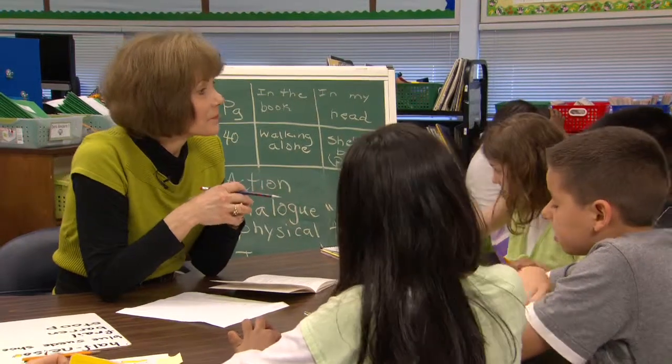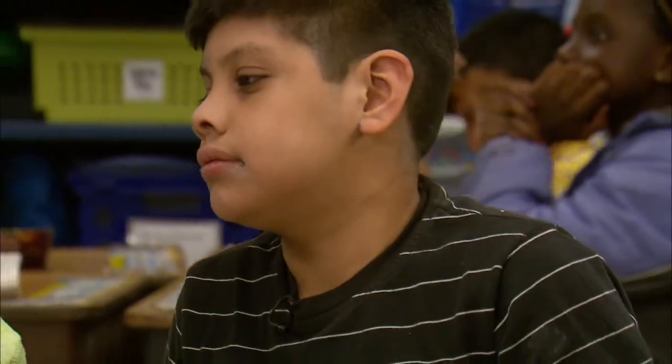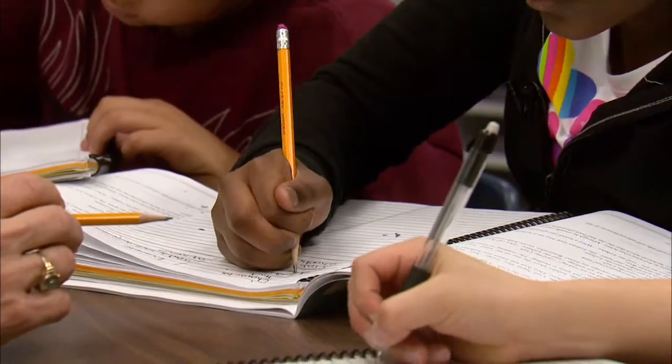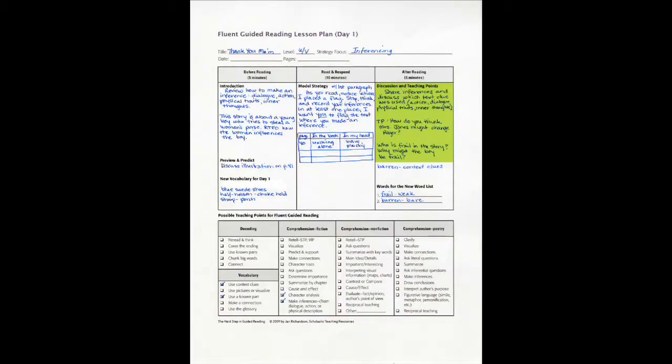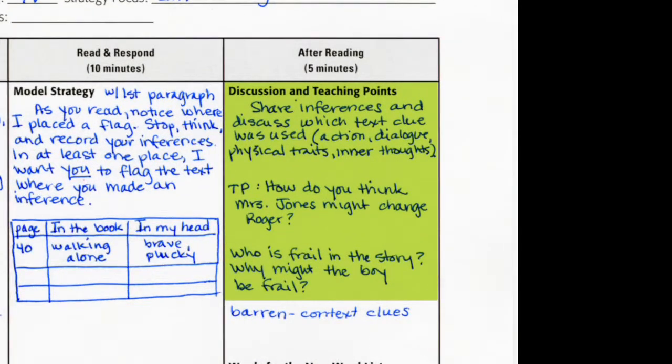The boy's face is dirty. So what kind of text clue was that? Physical traits. And what was your inference? He's poor. Excellent job. As students read, they write short responses that match the comprehension or vocabulary strategy they are learning. Each day, after students are done reading, have them share their responses and discuss their ideas about the text.